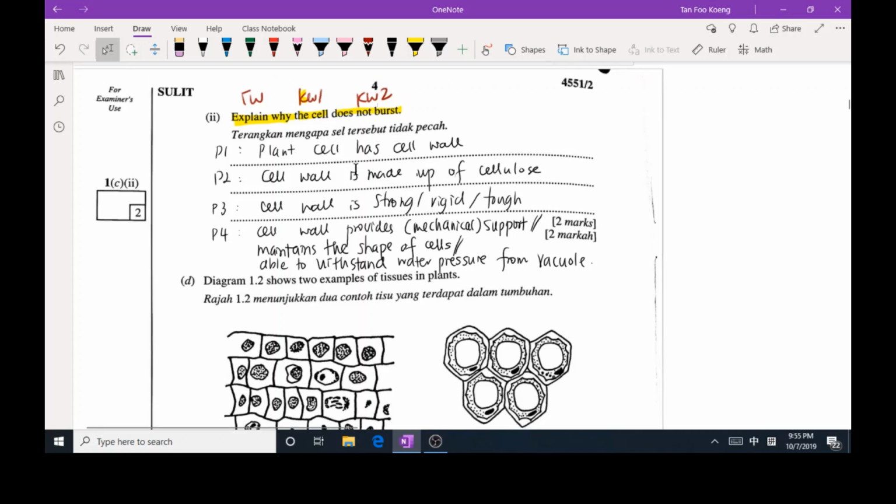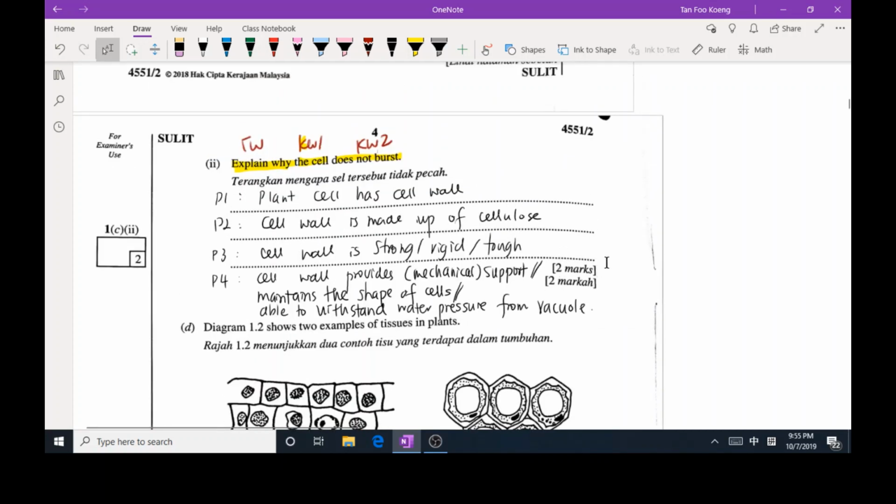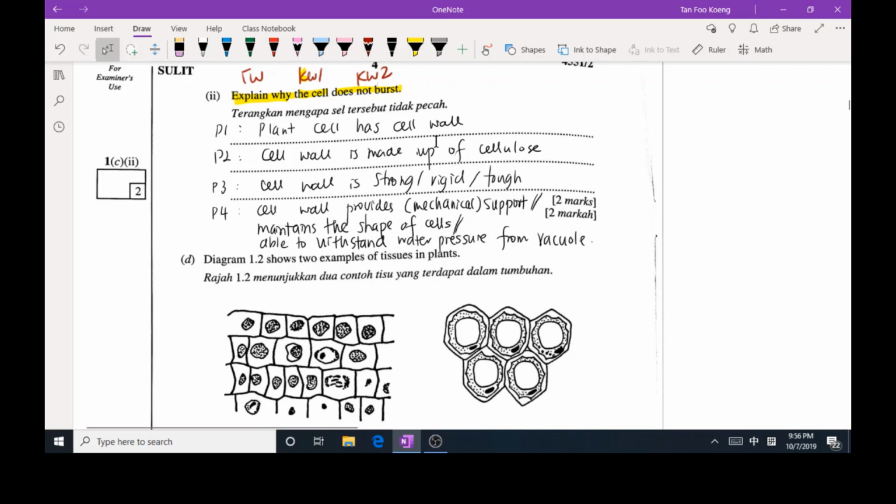Okay, so as you can see here, the marks are two, but there are more than two points that we can write. Try to be generous a bit when writing. Don't be too prudent. So if you have more points to share, please state them out.